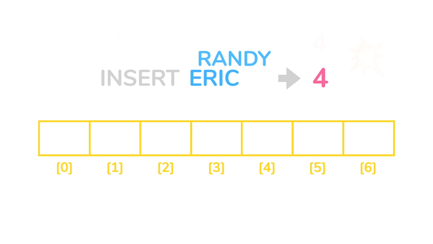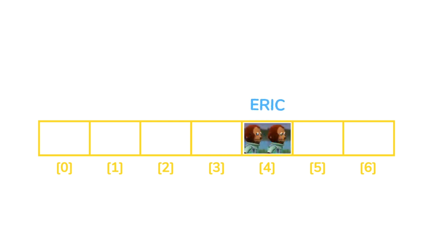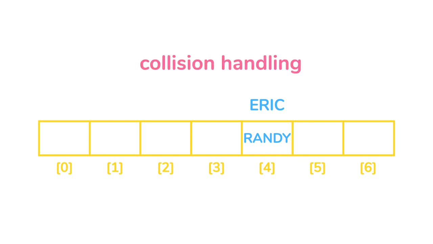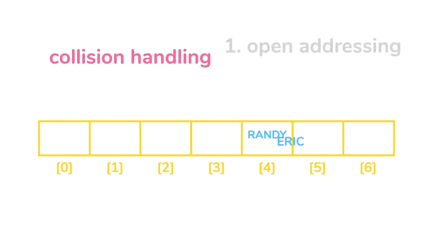So if we had stored Randy in the array, and then after that we try to store Eric, that index number is already taken by Randy, so we can't store Eric. Handling these kinds of situations is called collision handling. So collision handling will let us find a way to store both Randy and Eric in the array. We'll look into two ways of collision handling, open addressing and separate chaining.